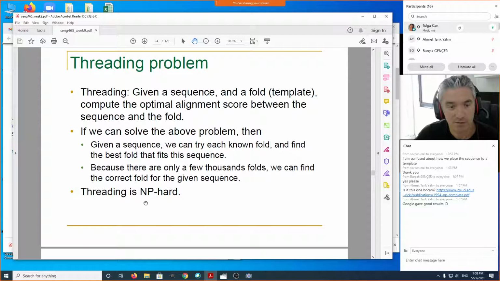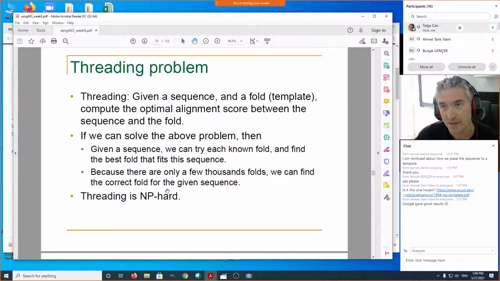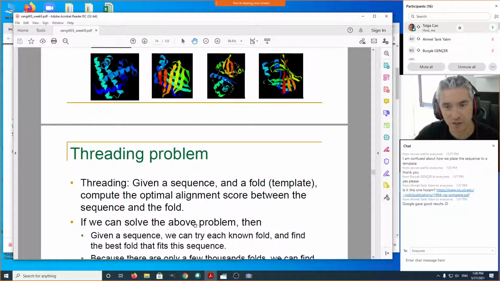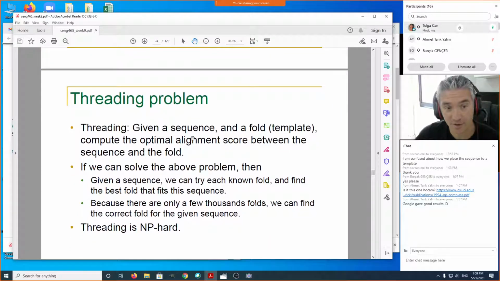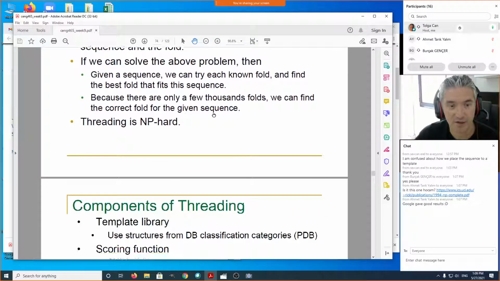NP-hard means as difficult as this. NP-complete does not mean that it's harder, and NP-hard doesn't mean that it's harder. NP-complete means that if somebody gives you a solution, it's easy to verify whether the solution is correct or not. This is outside the scope of this class, so I'm not going to delve into this issue, but the threading problem itself is really difficult.